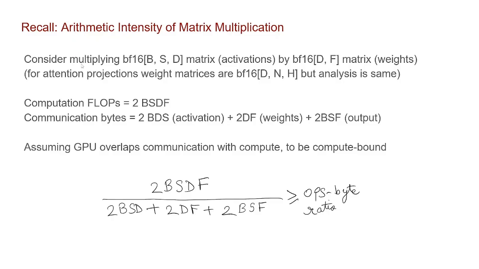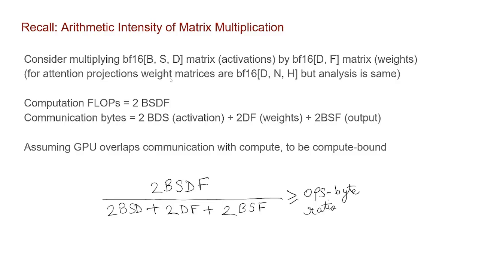So we'll do a quick recap of arithmetic intensity of matrix multiplication. Consider multiplying this tensor in BF16 of this shape, which you can think of as activation, by a BF16 matrix of weights. Recall that we saw this in the MLP. This was X, the input to the MLP, and this was the linear operation in the first linear layer in the position-wise feed-forward network.